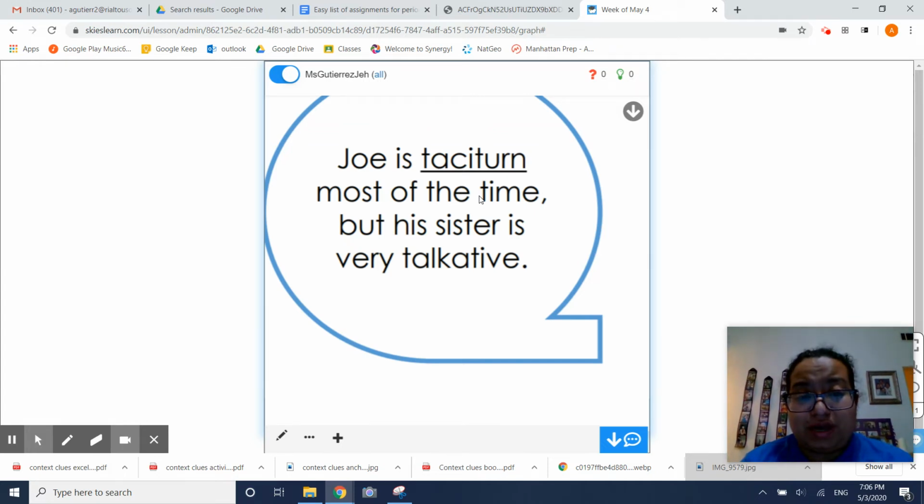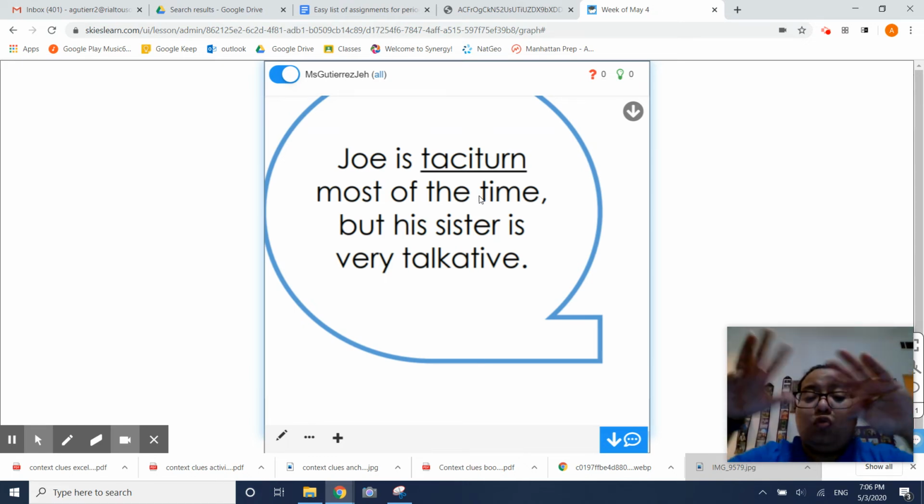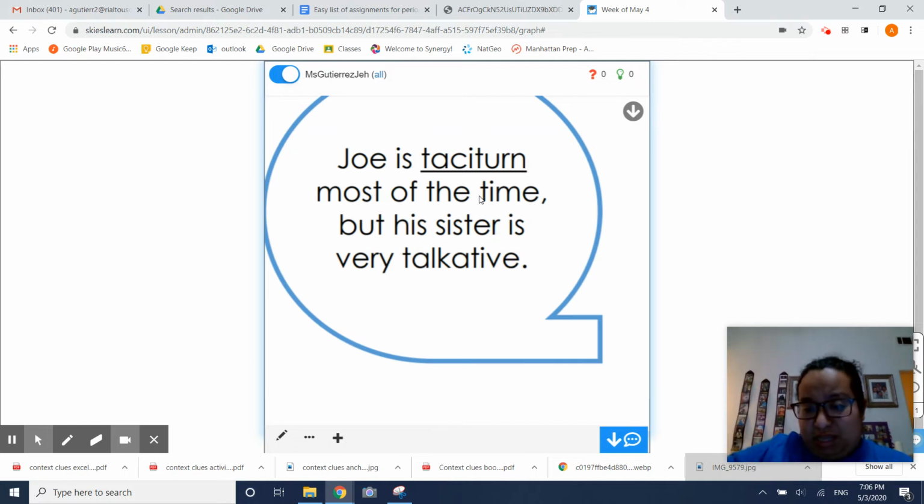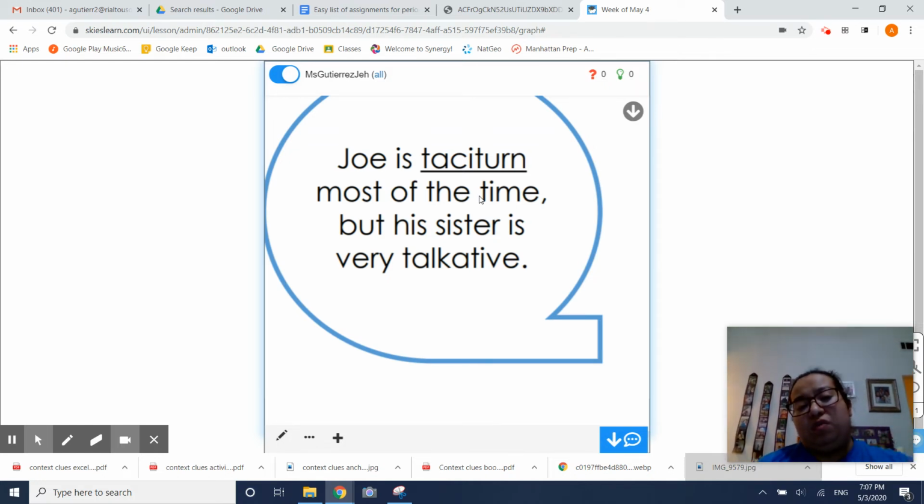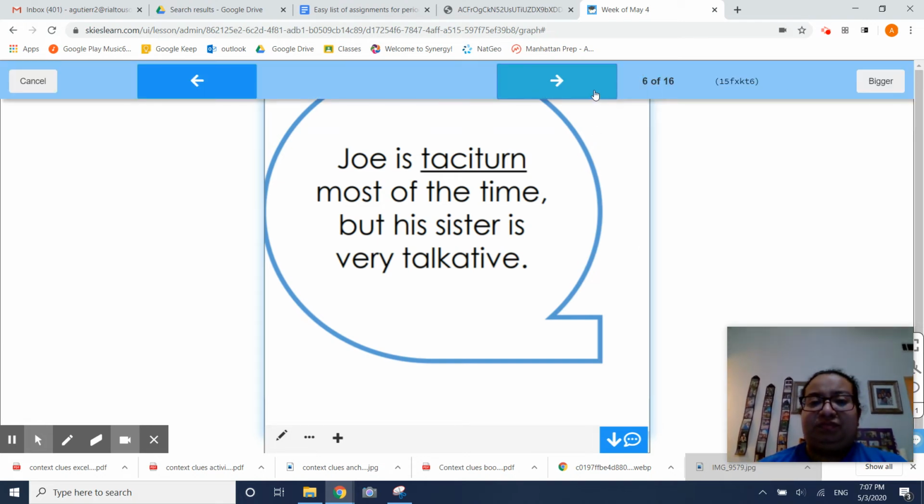Okay, next question. You probably guessed what taciturn means. What made you figure out the meaning of the word taciturn? Was it because the sentence gave you the opposite? Was it because the sentence gave you an example? Did the sentence give you a synonym? Or did you guess? And if you guessed, what were the clues? Explain. Number 8, explain. How did you figure out what taciturn means? Let's move on.